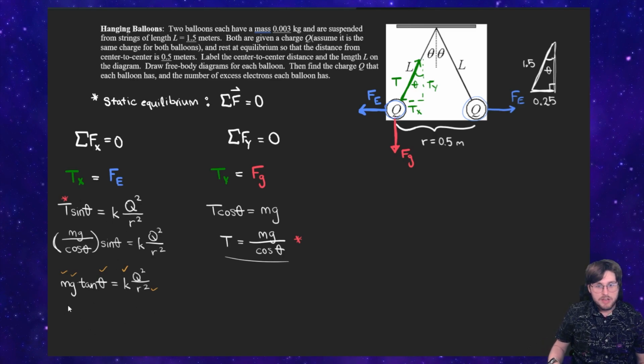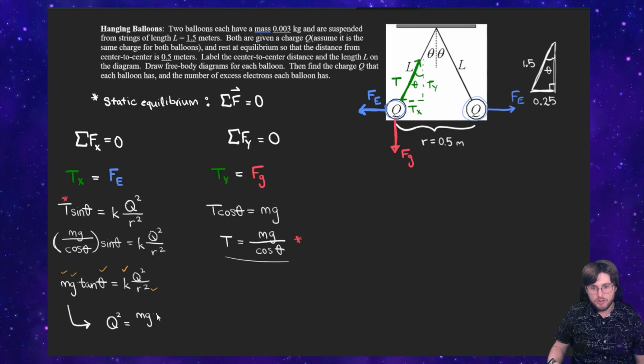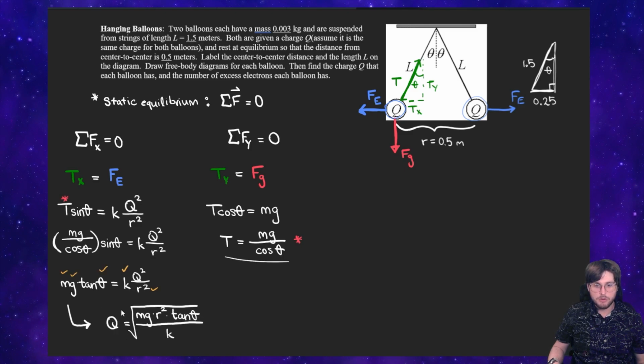So if you rearrange a bunch of this stuff to get Q on its own, ultimately you're left with Q squared equals mg times r squared times tangent theta, all divided by Coulomb's constant, k. Now if you square root both sides, really you're getting rid of the square on the Q over here, and so big Q must equal this formula right here. So we'll go ahead and plug in all of our values.